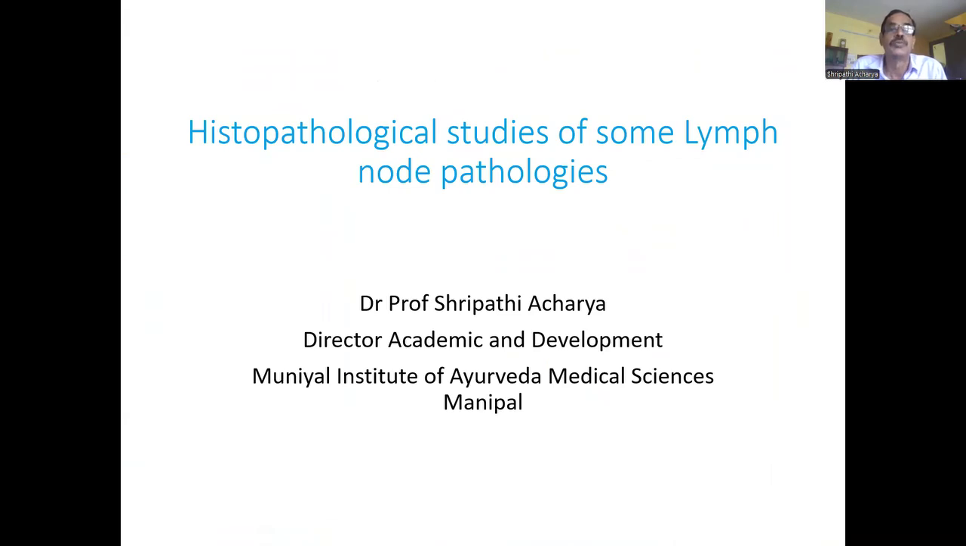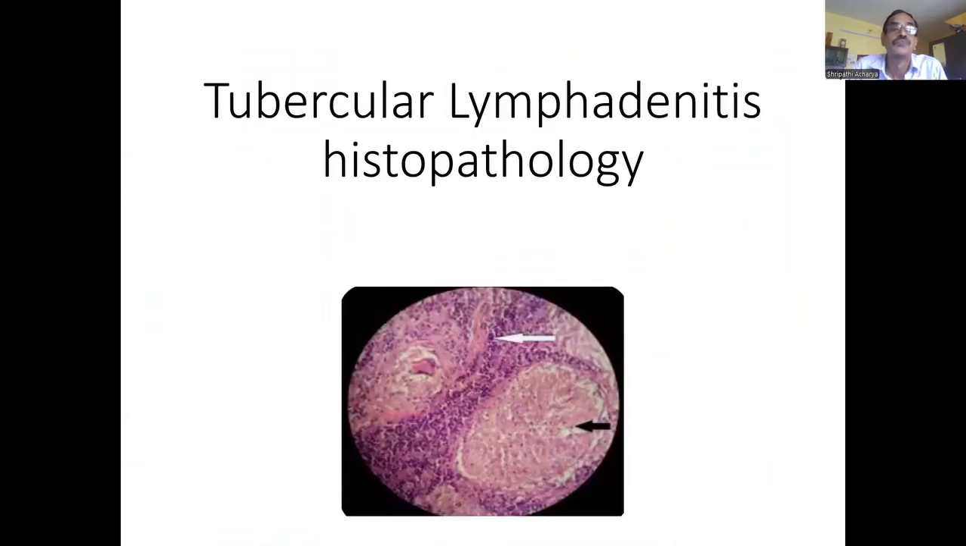Topic is histopathological studies of some lymph node pathologies. Tubercular lymphadenitis histopathology, non-Hodgkin's lymphoma histopathology, Hodgkin's lymphoma histopathology, and then secondaries in the lymph nodes.